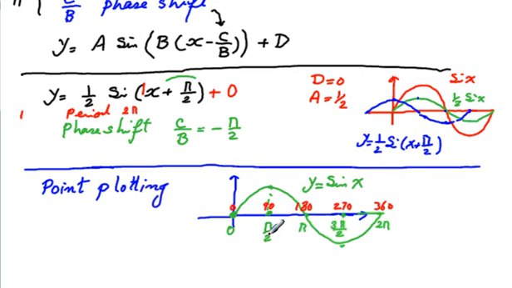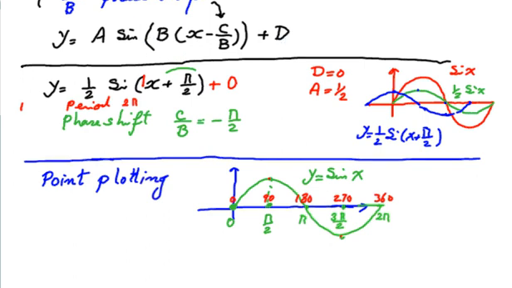What happens at any of these points? Well, I know at pi over 2 I have my 1. At 3 pi over 2 I have my minus 1. At the other 3 points I have my zeros. Okay, how is that going to help me with respect to my function here? I make a table.